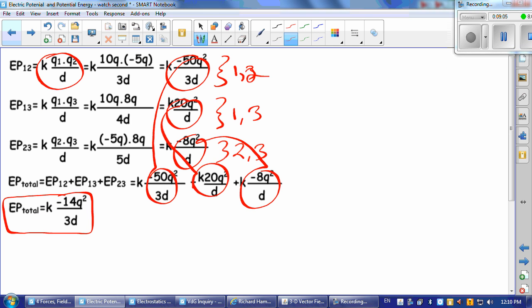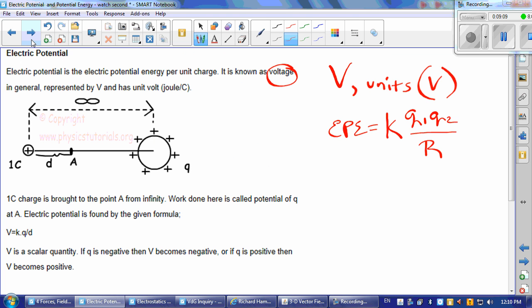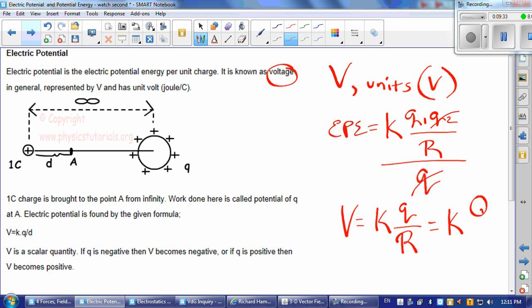Okay, K, Q1, Q2 over R. Well, if you take this equation and you want to know how much energy something has per coulomb, per charge, you divide the whole thing by Q. Well, if you divide the whole thing by Q, it becomes voltage, which is just K, Q over R. By the way, you're also going to see capital Q. It means the same thing. There's no difference between capital and lowercase q.